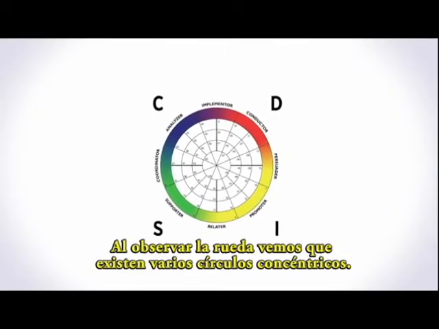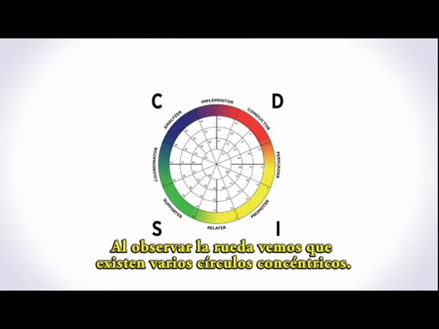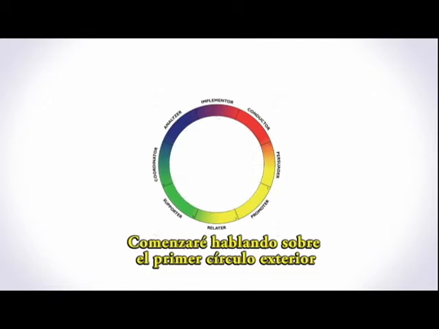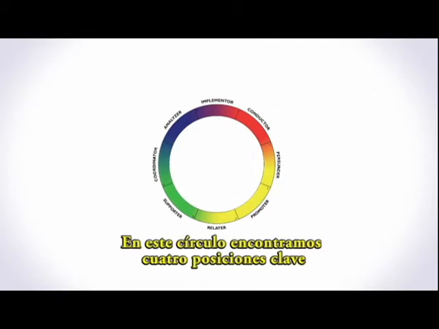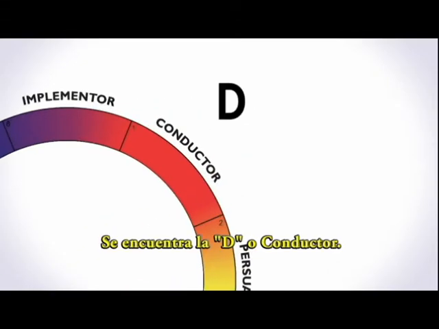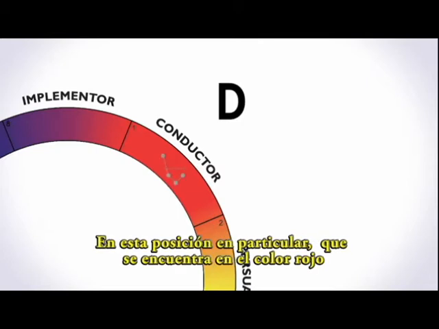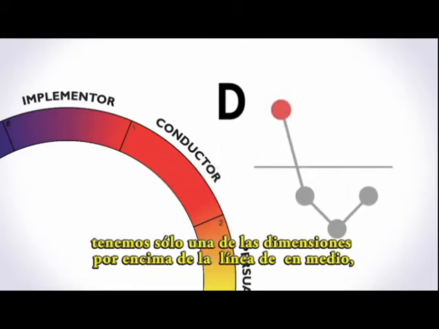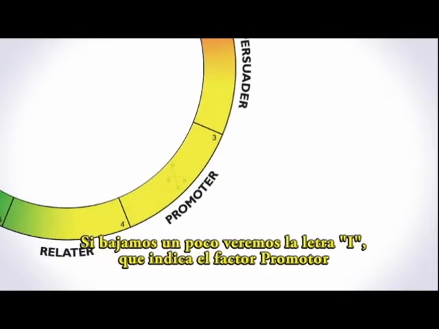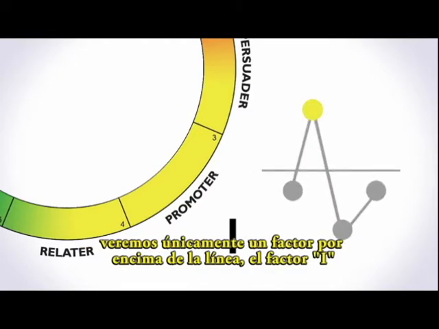By looking at the wheel, you can see we have a number of rings around the wheel. I first want to start off by talking about the outer ring. On the outer ring, we have four key positions. They are D, or conductor, and on this particular position, where it is in the color red, we only have one of the dimensions above the midline, and that is the D factor. As we go down, we see the I, the promoter, and at this point, we only see one factor above the midline, and that is the I factor.